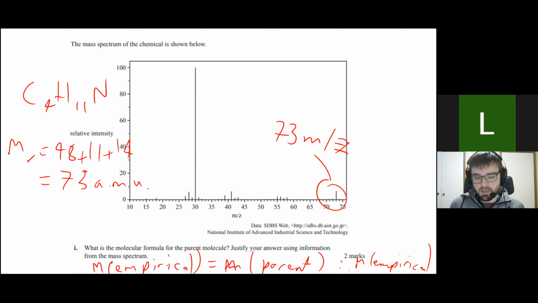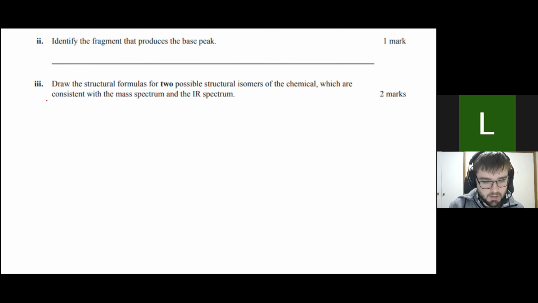So you just needed to say it's the parent ion. You look at the molecular ion peak here. You say, okay, so the mass of it is 73. Well, that's just one lot of 4 carbons, 1 nitrogen, and 1 lot of 11 hydrogens. So you get your 73 then. So we're looking at C4H11N.